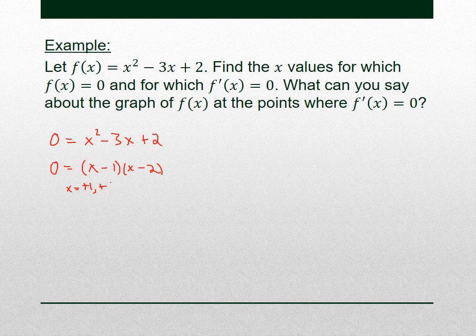So that's where f of x equals 0, right? When x is 1 and x is 2. So that means on the graph of f of x, it's going to hit 0 at 1 and 2. So something like this, where this is 1 and this is 2.